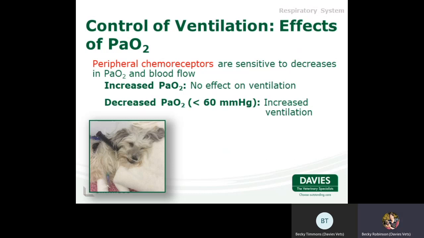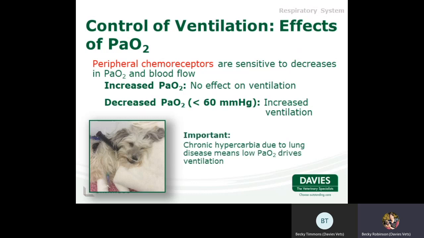Supranormal levels of oxygen have virtually no effect on ventilation, but once our PaO2 drops below 60 millimeters of mercury, exponential increases in ventilation occur with further PaO2 decreases. The hypoxic ventilatory drive is particularly important for patients with chronic lung disease who suffer with chronic hypercarbia.